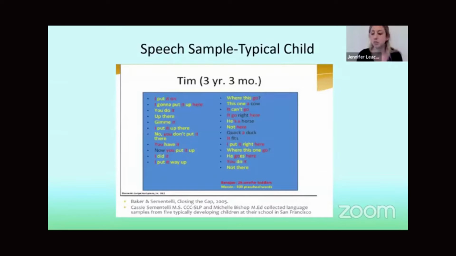So here is a speech sample for a typical child who is 3 years old. And the words in red are the core words. So you can see that at 3 years old, these are the core words that a 3-year-old should be saying. So I, it, on, here, you, go. And you can see how you can make all these different phrases with just those core words.